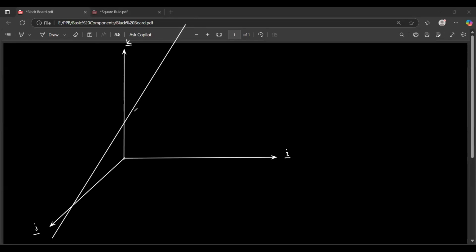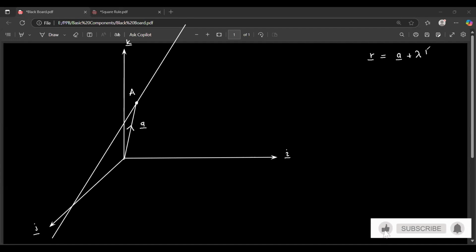So here, what happens is we need a point. It doesn't have to be the intercept. It can be any point, and let's say that point is A. If you connect A with the origin, you will have the position vector of that point, and we can say that is OA, and that is a in this case. So we have the equation r = a + λb.